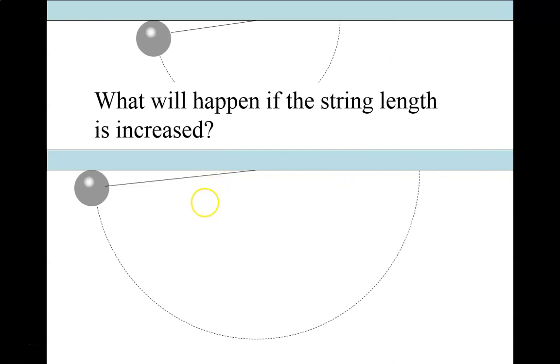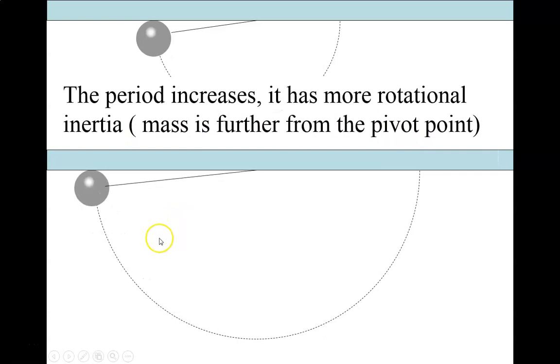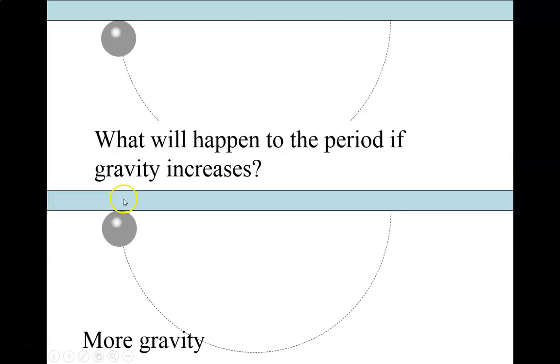Okay. What would happen if I double the string length? What would happen to the period? Okay, that would be the time it takes for one oscillation. Do you think it's going to take less time and be more quickly? Or do you think it's going to take more time and be more slowly, or not affected? Okay. Well, if you increase the length, the period is going to increase. It's going to oscillate back and forth more slowly. Okay. And we can think about it as having more rotational inertia because the mass is further away from the pivot point. Okay, that's one way of looking at it.